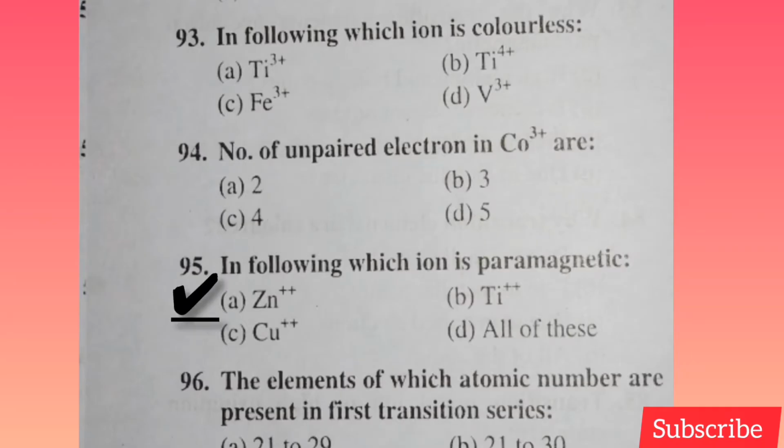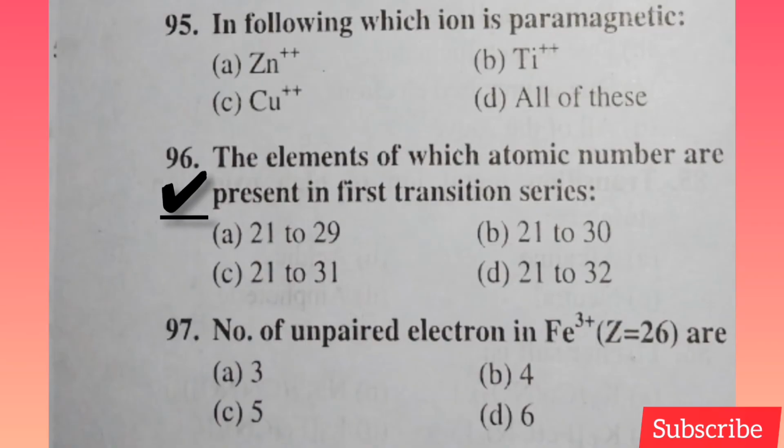In the following which ion is paramagnetic? Option C is correct. The elements of which atomic number are present in first transition series? Option B is correct. 21 to 30. Number of unpaired electrons in Fe3+ are. Option C is correct.